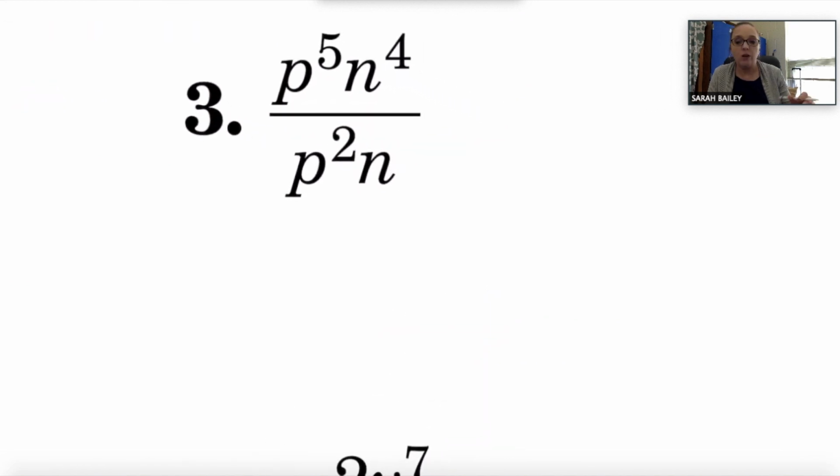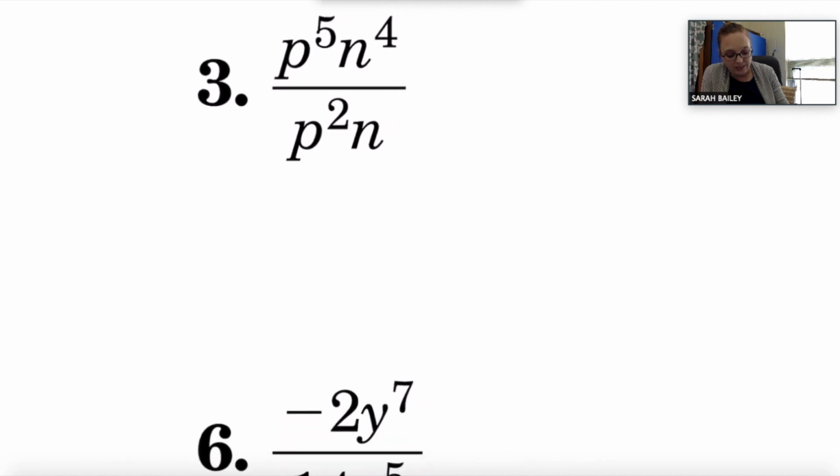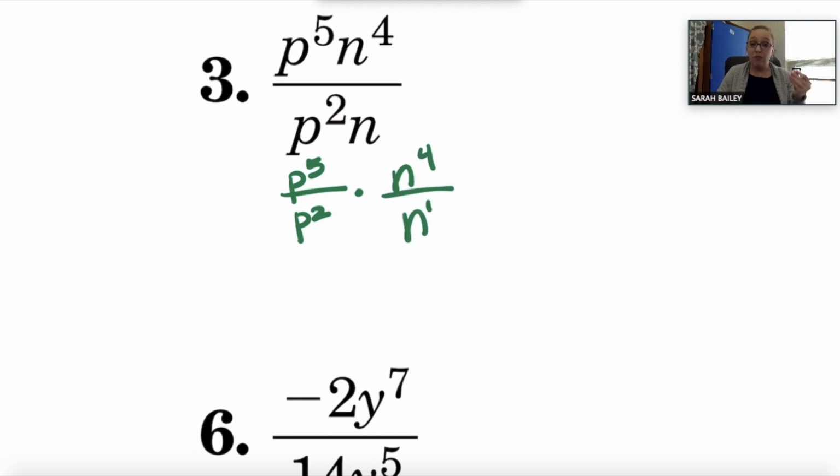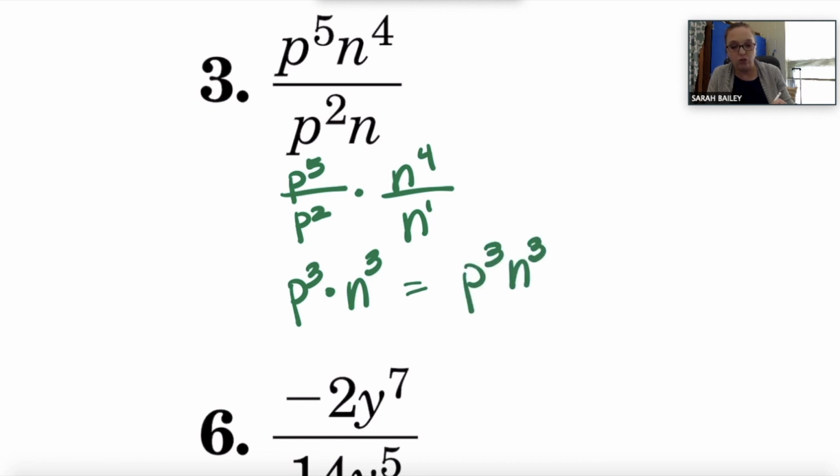Okay. Now with number 3, we've got more than one variable. So first, this is the same. I can break this up as p to the 5th over p squared times n to the 4th over n, or n to the 1st. And if I simplify each piece, I get p cubed times n cubed, which is the same as p cubed n cubed. We don't usually like to leave that multiplication dot right there. We like to go ahead and scrunch up the variables together. It just makes it quicker to write.